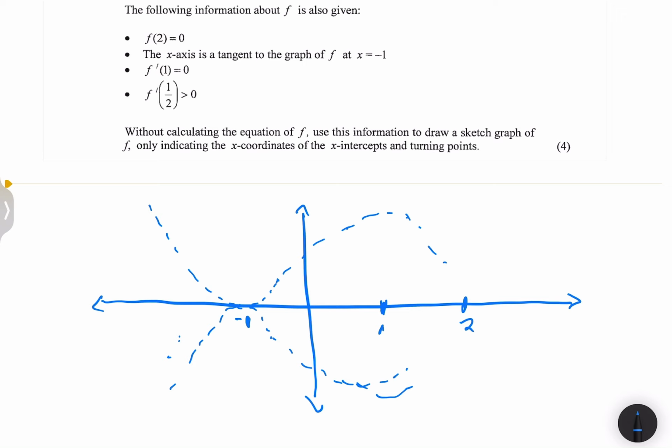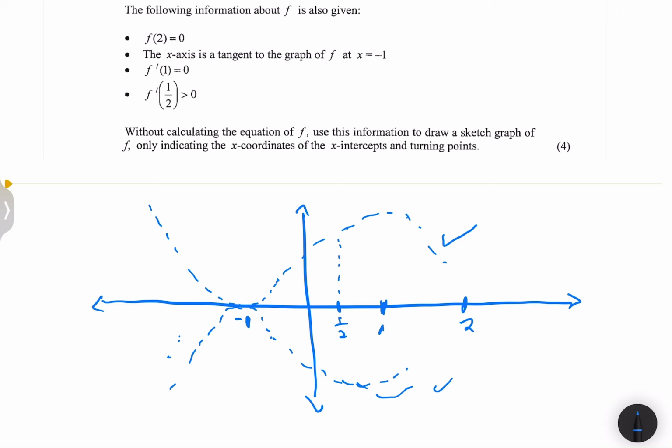Now, for us to know what happens, obviously the last information would be the determining factor as to whether we'll take this graph above here, or the graph that looks like that, the one beneath, right? Now they say to us the gradient at 1 over 2, a half, is greater than 0. So there's a half there, okay? So they say at 1 over 2 the gradient must be greater than 0, meaning that it must be a positive gradient, okay?